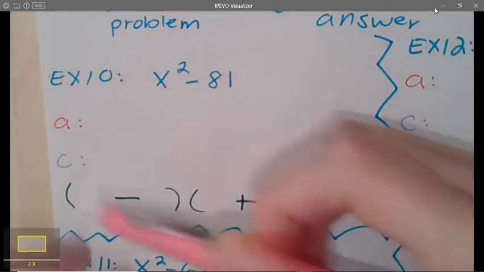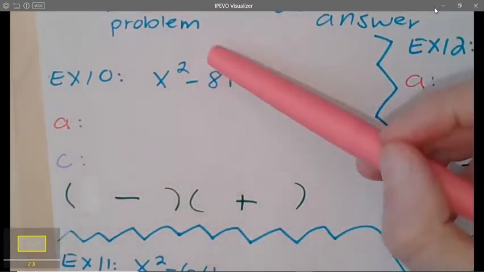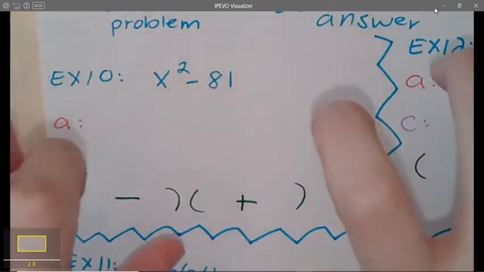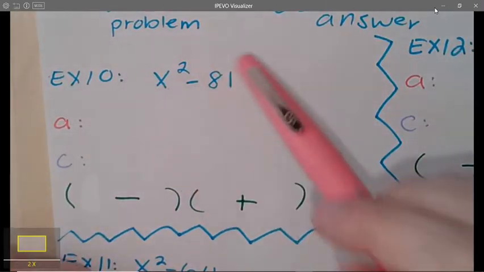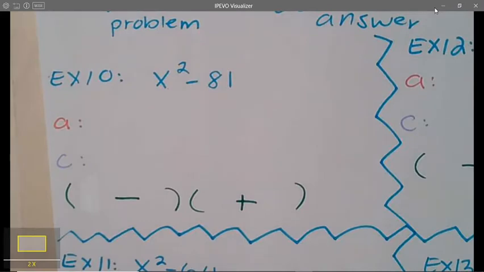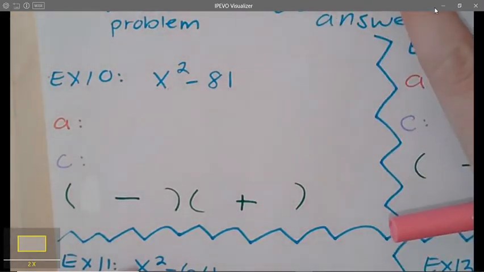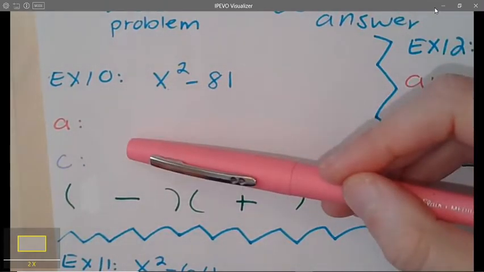Your first term is the A, and the second term is the C. Now, when you do a difference of squares, we will be square rooting each of these terms because they are perfect squares. You can square root them. Now, be careful, you guys.